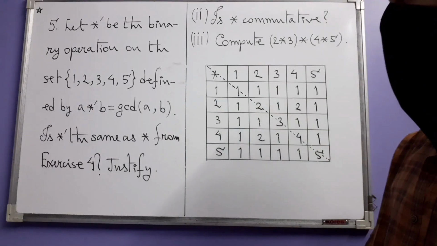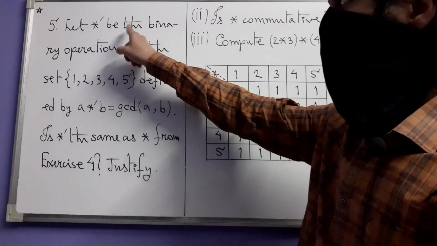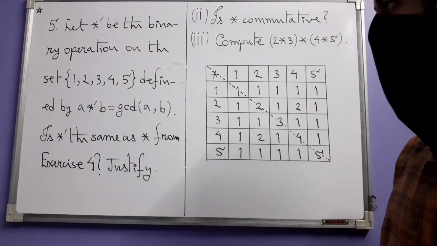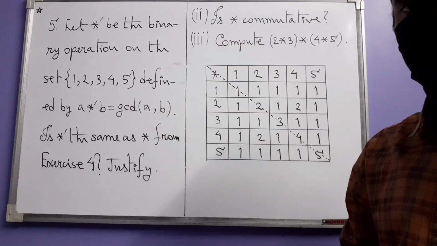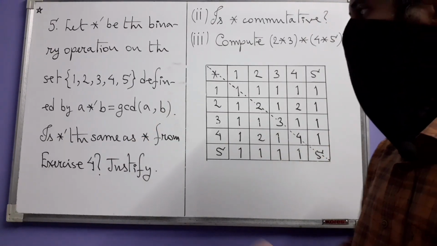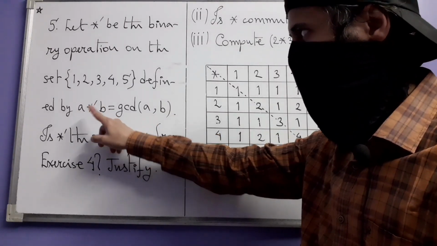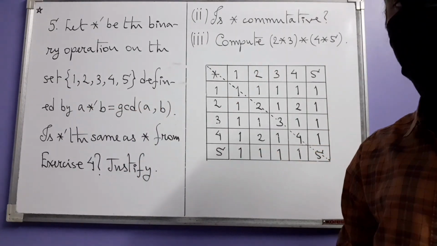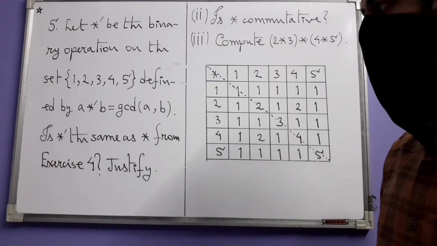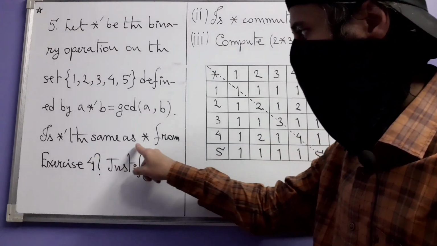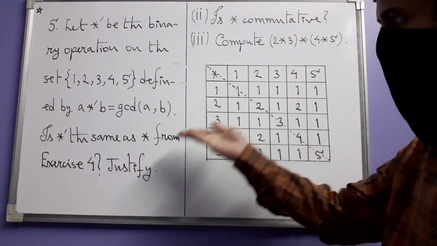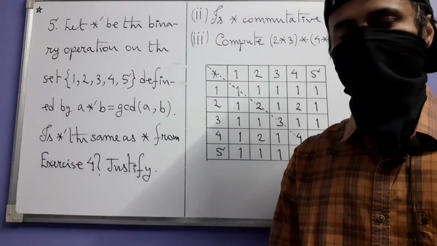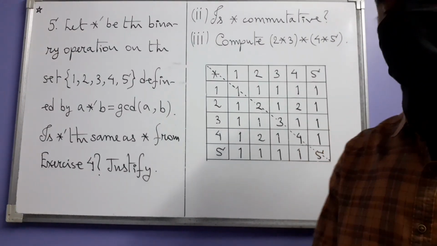Next, number 5. Let star prime be the binary operation on the same set defined by the following equation. This time it's different. A star prime B, where A and B are of course coming from this set, is the greatest common divisor of A and B. We have to say if star prime is the same as star from exercise 4, and justify. The answer is yes, they are the same.